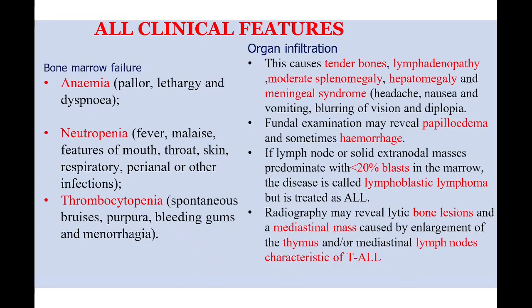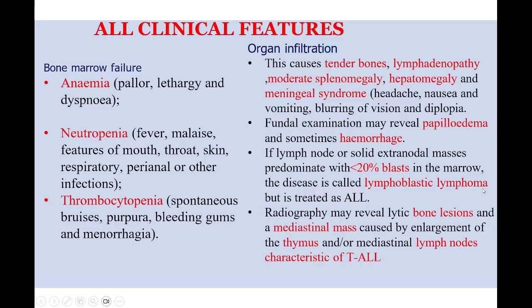Let us discuss clinical features. Imagine your body's defense team going wrong. That's what happens in ALL. There will be bone marrow failure and organ infiltration. Due to bone marrow failure: anemia, neutropenia, thrombocytopenia. Organ infiltration causes tender bones, lymphadenopathy, splenomegaly, hepatomegaly, then meningeal syndrome.